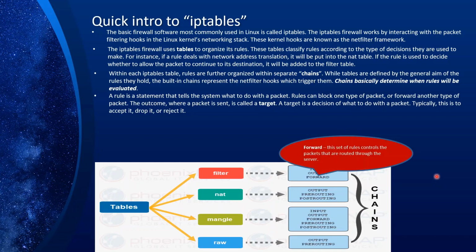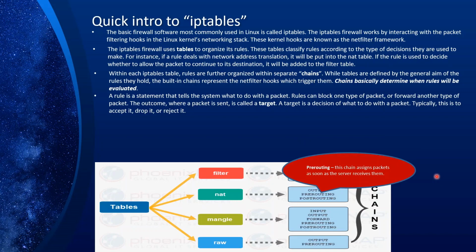Forward, this set of rules controls the packets that are routed through the server. Pre-routing, this chain assigns packets as soon as the server receives them. And post-routing, the rules in this chain allow making decisions on packets after they leave the output chain.